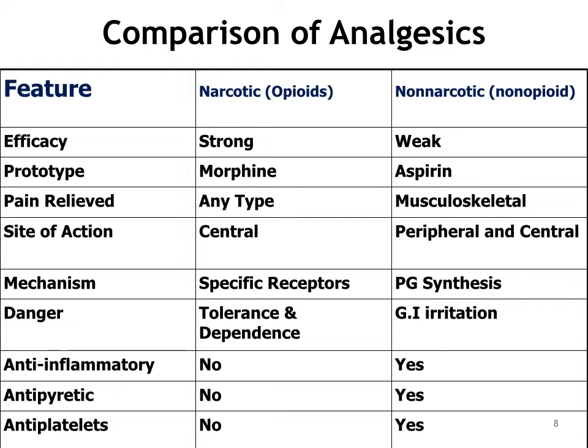Important side effects or dangers from the use of opioids are tolerance and dependence. On the other hand, non-opioids are associated with marked GI irritation. Narcotic drugs do not possess any extra properties of being anti-inflammatory, antipyretic, or antiplatelet. On the other hand, non-narcotics are, as we said, analgesic, but also anti-inflammatory, antipyretic, and some of them also have antiplatelet activity.